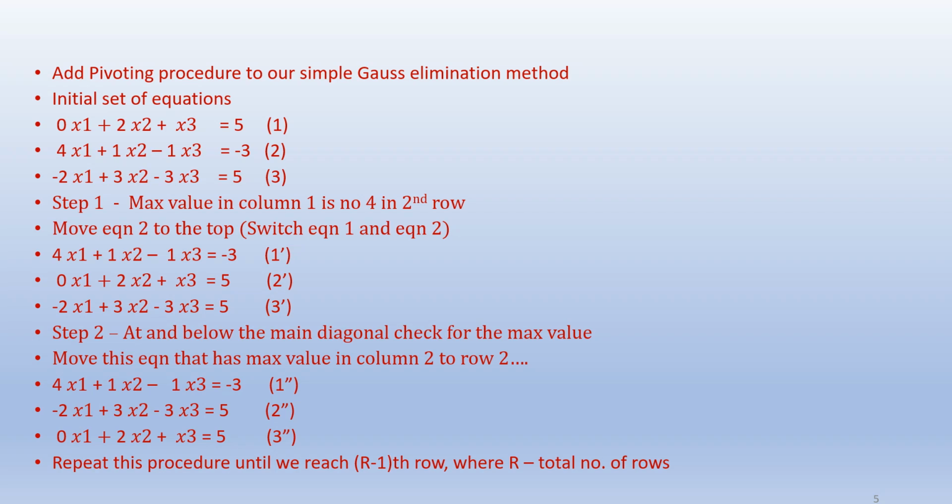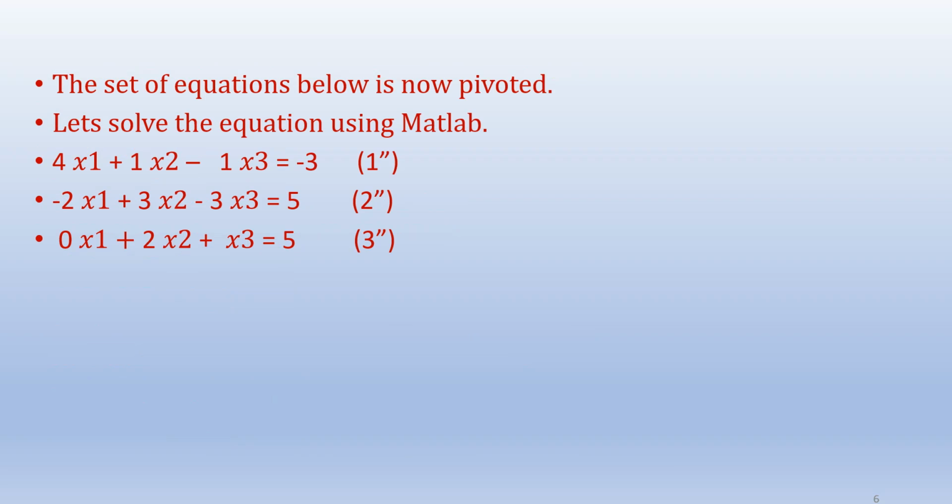And this procedure has to be repeated until we reach the r minus 1th row, the final row but 1. The set of equations below is now pivoted, since it is only a 3 by 3 matrix we have, and 3 sets of equations. So we can solve this equation using MATLAB now.